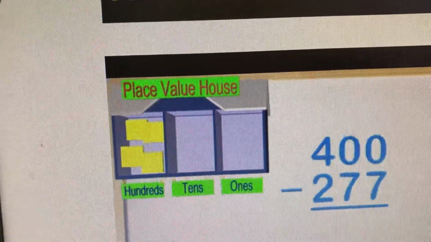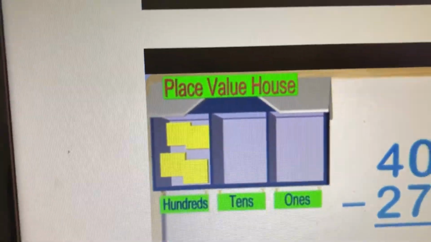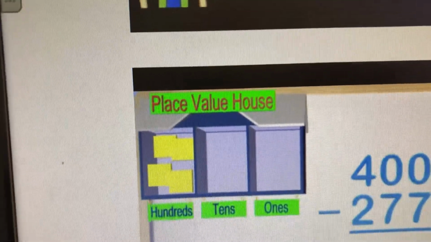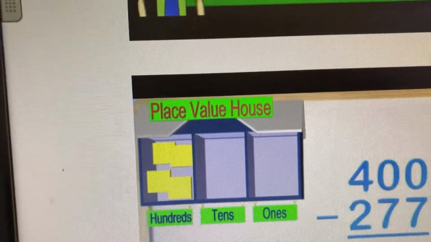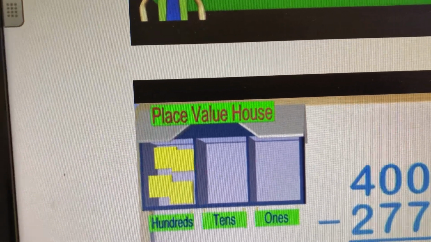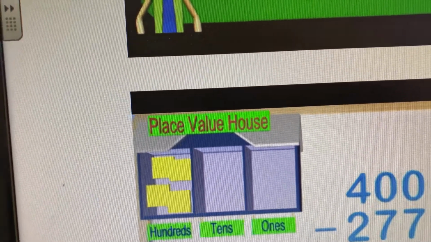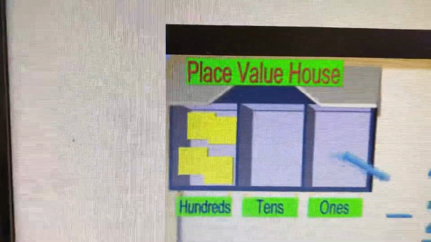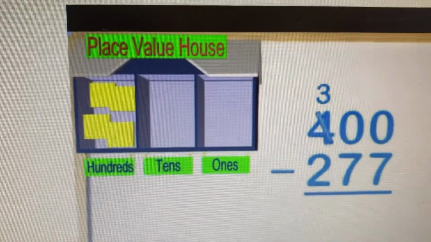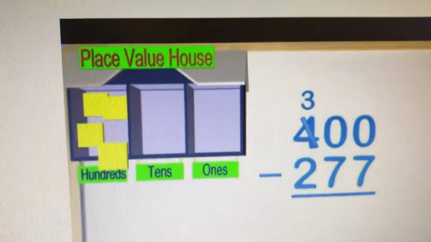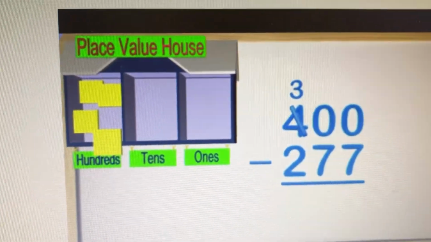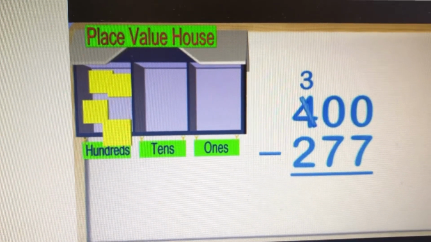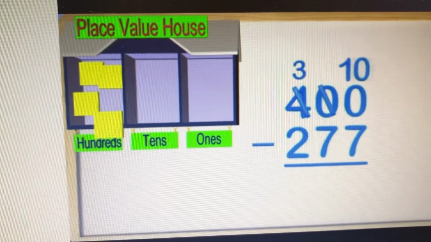What number is in the tens place? 0, right, so let's borrow from the 0. Wait a minute, we can't do that. We cannot borrow from a 0. Where should we borrow from next? The hundreds place, great job. So we cross out the 4 and put a 3 there since we are borrowing one of the hundreds. Now here is the tricky part. We cannot take this hundred straight to the ones place. We have to go down the line. So we put a 10 in the tens place.